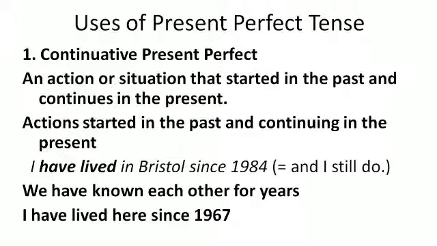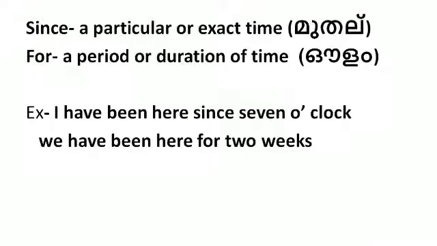Then we can look at the use of since and for in sentences. Since shows a particular or an exact time. For shows a period of time or a duration of time. ഓളം എന്ന് വേണമെങ്കിൽ പറയാം, വർഷങ്ങളോളം, 1997 മുതൽ, since. Likewise, example: I have been here since 7 o'clock.